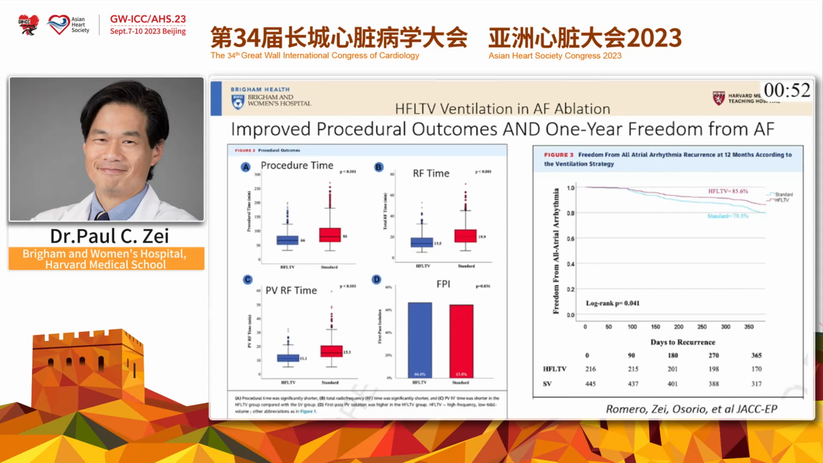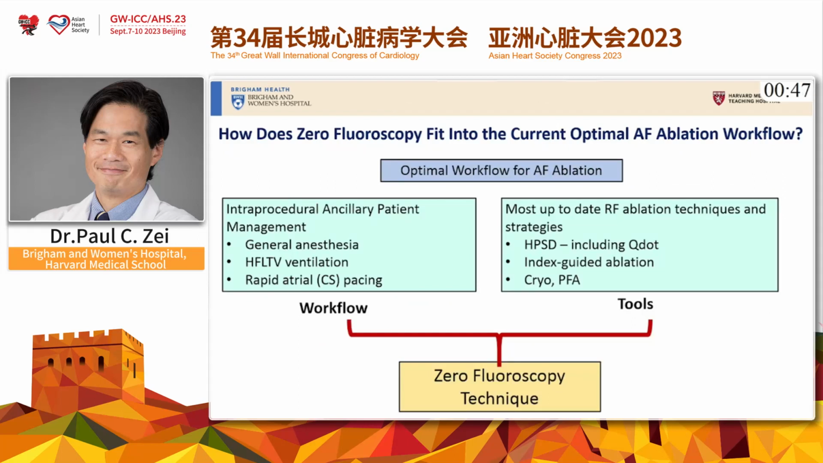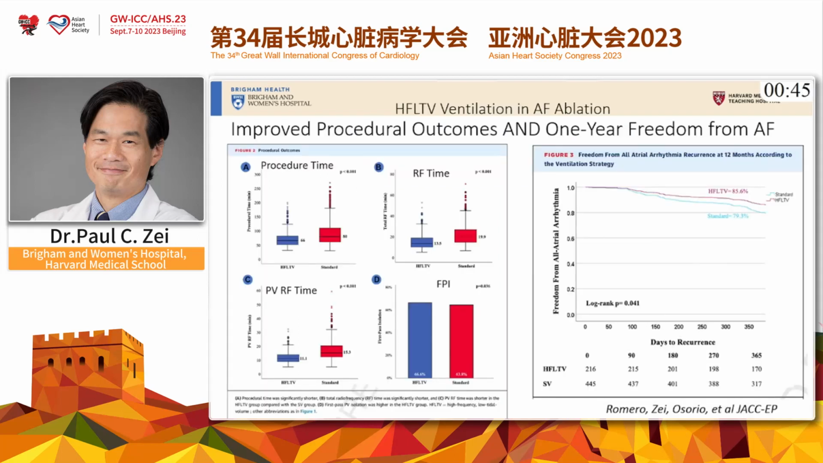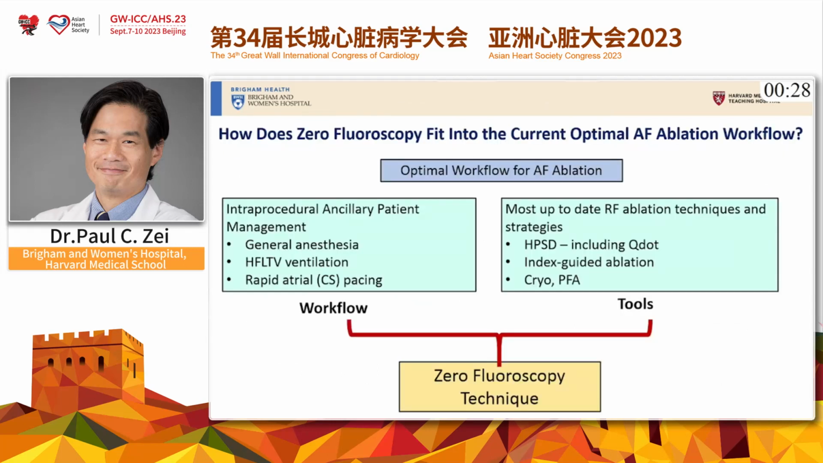And here are the results. What we found is that when you do that, you have statistically significant reduced procedure times, reduced RF times, reduced PV RF times, and increased first pass isolation. And perhaps most importantly, at 1 year follow-up, freedom from AF is significantly improved as well. So again, this builds on the idea that first pass isolation predicts better long-term outcomes, and how do you improve that overall?